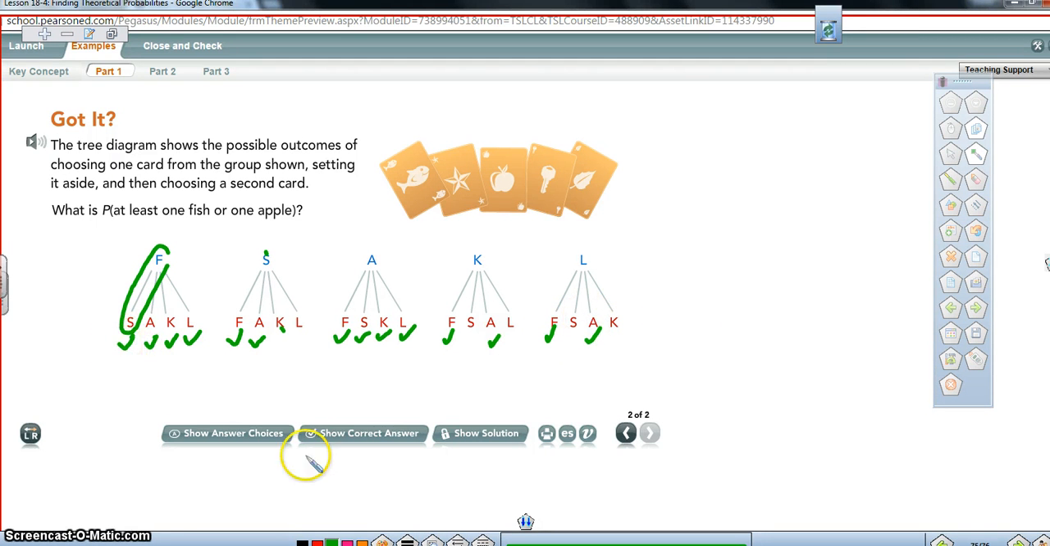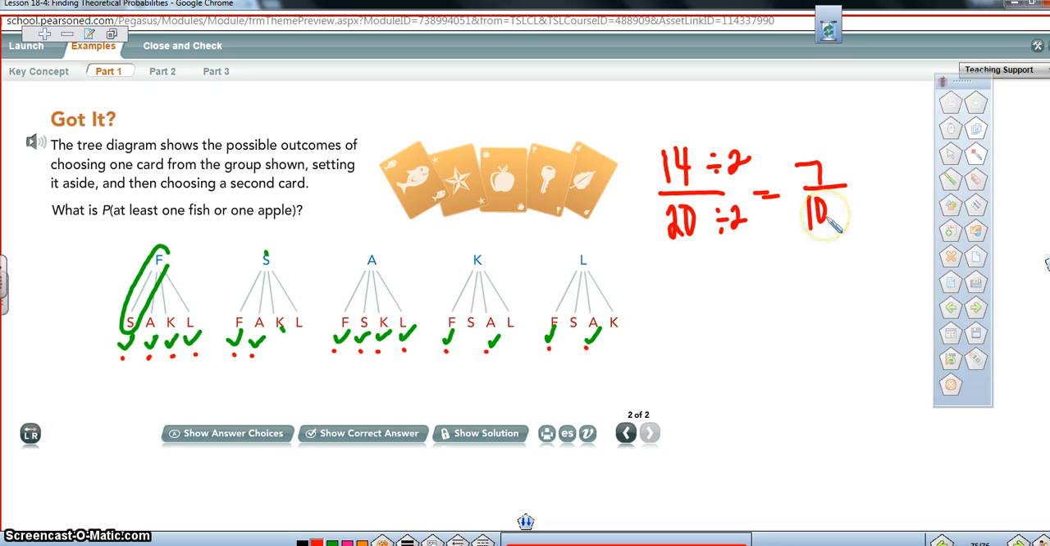So if we count all of our checks here, we have 1, 2, 3, 4, 5, 6, 7, 8, 9, 10, 11, 12, 13, 14 chances to get at least one fish or one apple out of 4 times 5, 20 chances. We want to reduce. We could say the chance is 7/10.